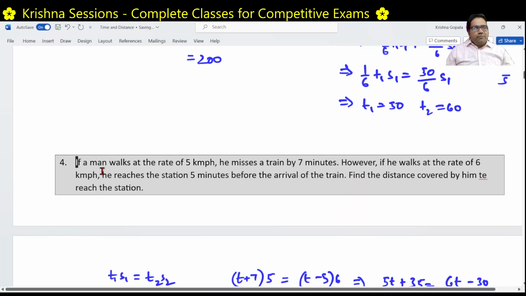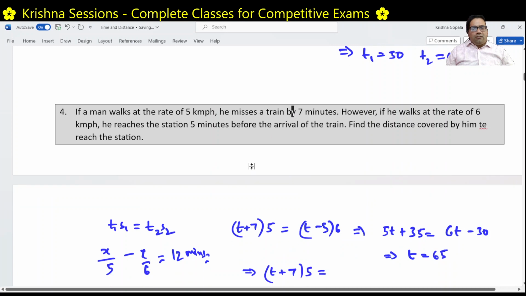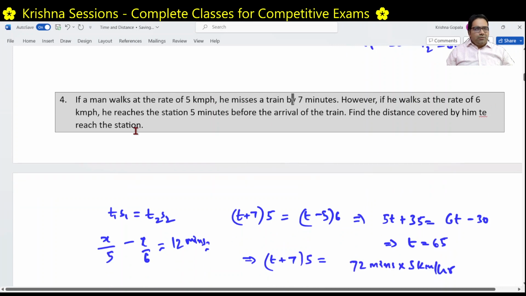Next one. If a man walks at the rate of 5 kilometers per hour, he misses the train by 7 minutes. However, if he walks at the rate of 6 kilometers per hour, he reaches the station 5 minutes before the arrival of the train. Find the distance covered by him to reach the station. If a man walks at the rate of 5 kilometers per hour, he misses the train by 7 minutes.